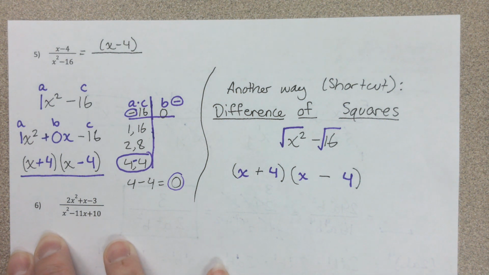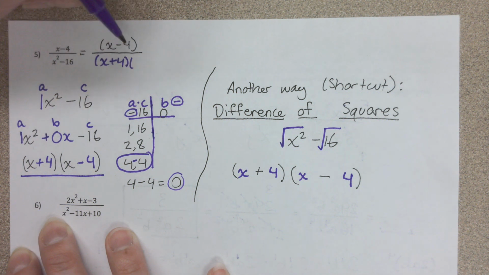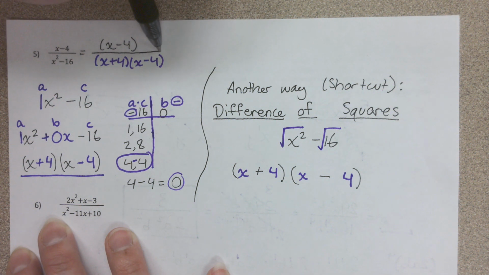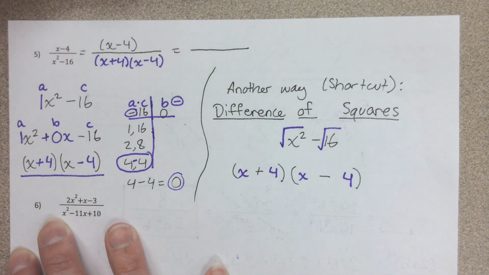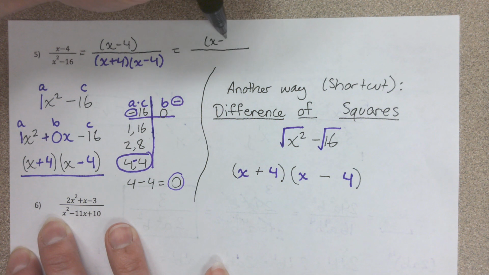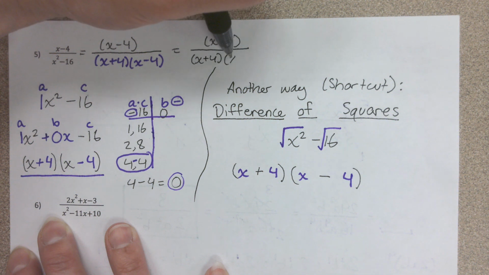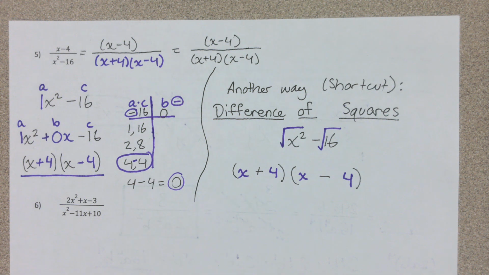Now we know what x squared minus 16 is. It's (x plus 4)(x minus 4). And let me write that out again nicely before I mark it up. (x minus 4) over (x plus 4)(x minus 4). Hopefully you see the x minus 4 on top and bottom. We can cancel those.